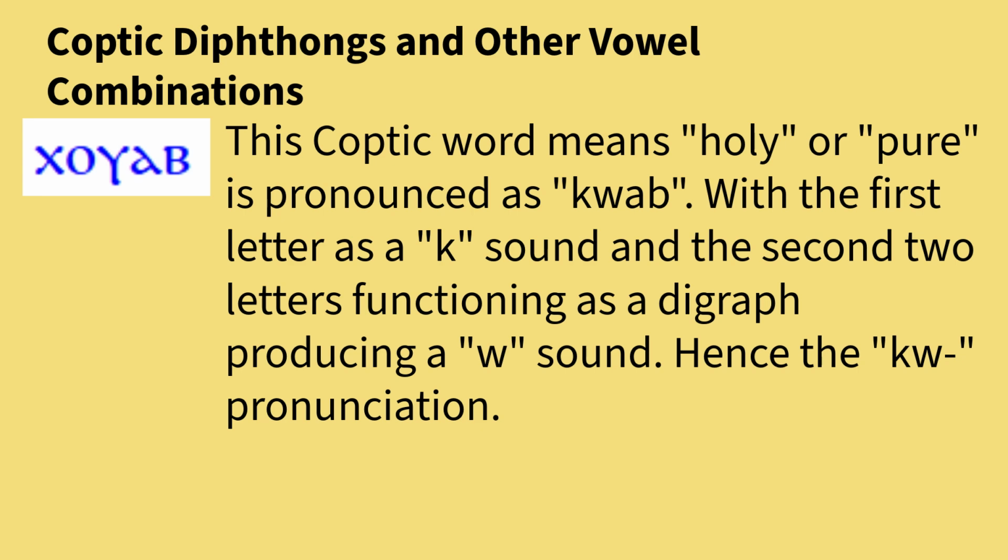I'll just show this as an example, just to show you that if you have that sort of combination with the consonant followed by this digraph and then a vowel, it's a qu sound as opposed to a k, u, ab sound. So quab, quab.